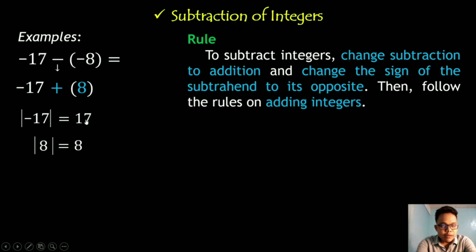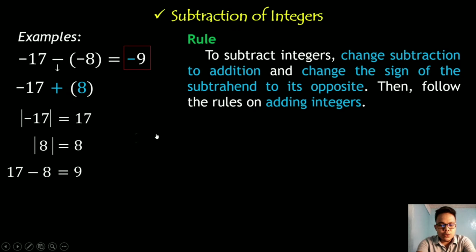Then we subtract 17 and 8. So we write 17 minus 8. And we obtain 9. We write 9 and we use the sign of the integer with the greater absolute value. Since mas malaki yung absolute value ng negative 17, we use the negative sign. Kaya yung final answer natin dito is negative 9. So negative 17 minus negative 8 is equal to negative 9.